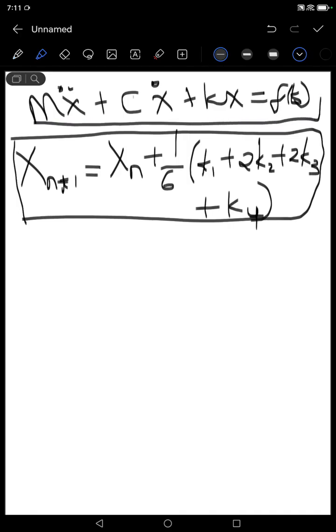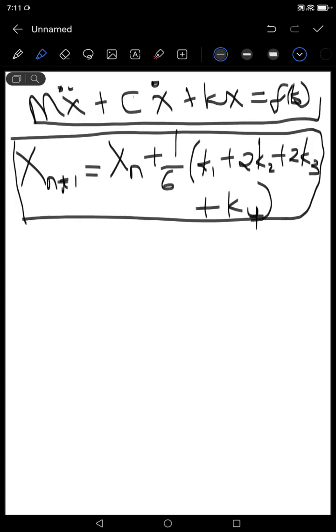Okay, we have m x double dot plus c x dot plus k x is equal to f of t. So at the end, we want this equation. So we're going to determine k1, k2, k3, k4, but we won't just jump into this equation. There are some steps that we have to follow. Okay, so what we're going to do after getting the equation, we can let our displacement be equal to something, any variable. After letting the displacement, we can derive and get the velocity.